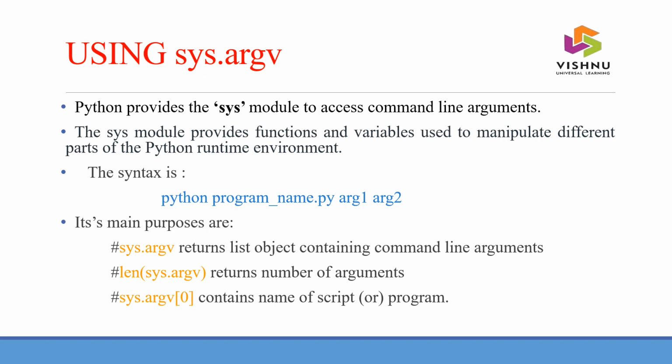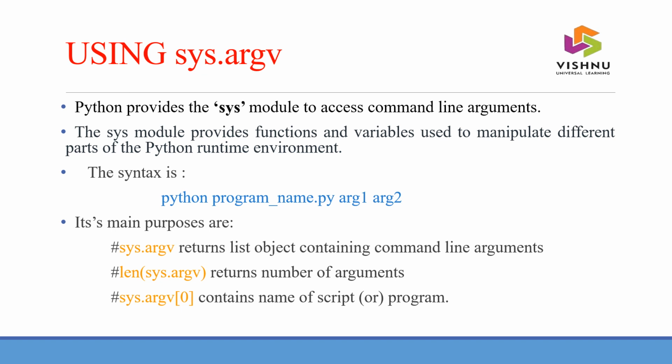The syntax is very simple. python program_name.py arg1 arg2, where arg1 and arg2 are the arguments which we pass. All arguments through command prompt will form a list that is argv, and this list will be accessed using sys.argv. argv is nothing but argument value. So sys.argv returns a list object containing command line arguments.